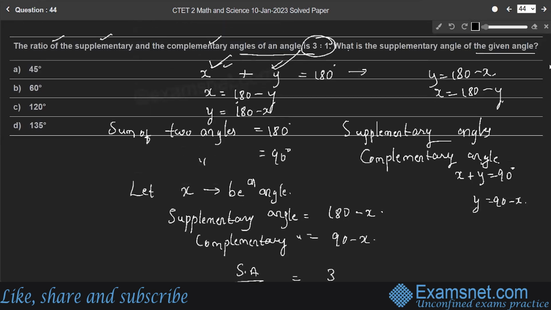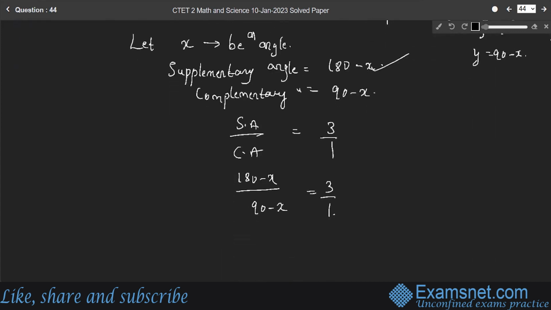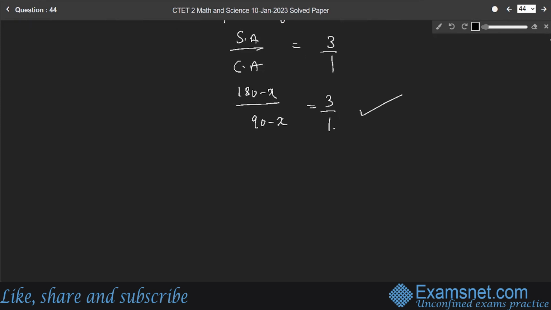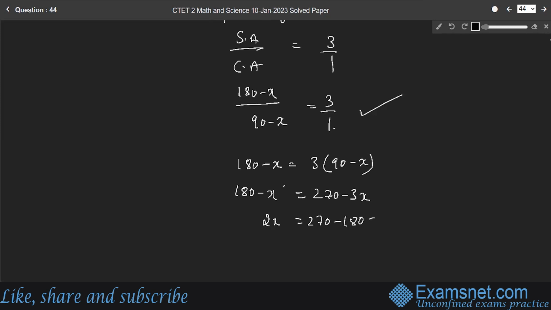Right? So what is asked in the question? What is the supplementary angle of the given angle? So we have to find 180 minus x. For that we need the value of x. We'll find the value of x using this relation. So 180 minus x becomes 3 times 90 minus x. Simplify it. So 180 minus x is 270 minus 3x. Therefore, x plus 3x becomes, right? So it becomes 2x is 270 minus 180, which is 90. Therefore, the value of x is 90 by 2, which is 45 degrees.